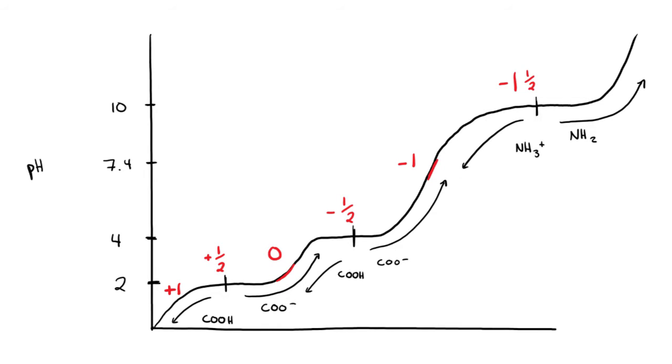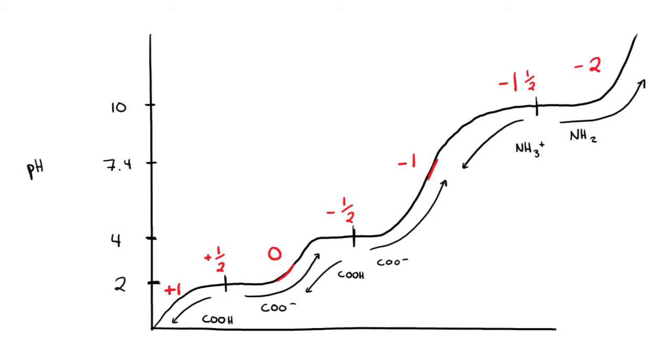-1 and -2. So the acidic amino acids have the potential to go from +1 to -2, depending on the solution's pH. The basic amino acids, which we'll talk about shortly, have the potential to go from +2 to -1.